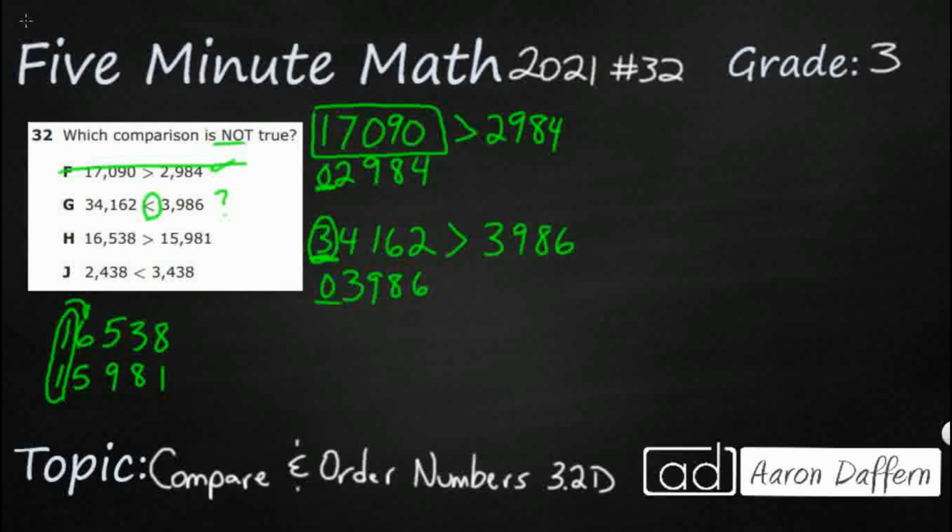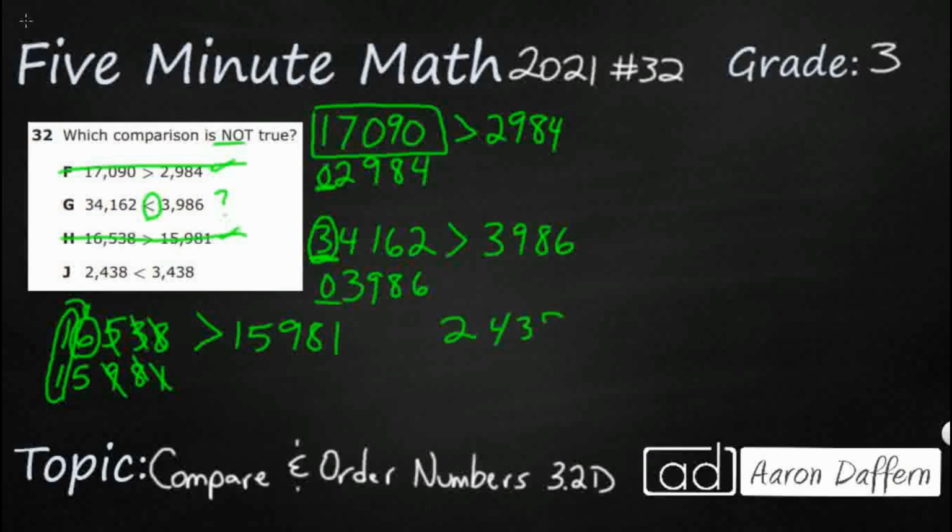And in this case, you see my 6 is going to be larger than my 5. Now, it doesn't matter that the next number is 9 down here or 5. We're not looking at any of this. Once we find that first place value in which the numbers are different, that tells us the entire story. So 16,538 is greater than 15,981, which is what it has, which means we do not need this answer. So let's just double check J real quick.